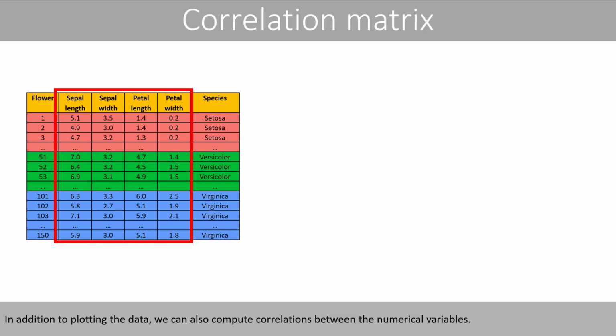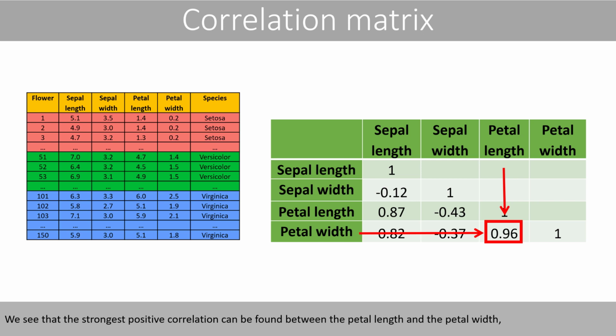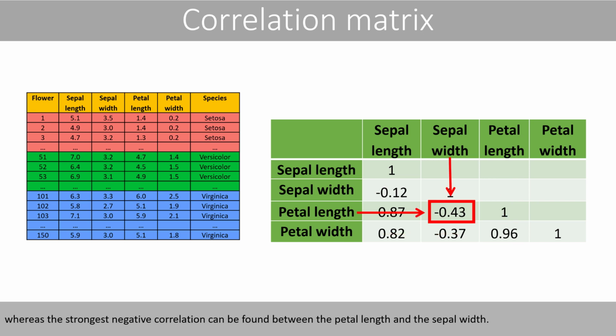In addition to plotting the data, we can also compute the correlations between the numerical variables. Since we have 4 numerical variables, the corresponding correlation matrix will be a 4x4 matrix. We see that the strongest positive correlation can be found between the petal length and the petal width, whereas the strongest negative correlation can be found between the petal length and the sepal width.